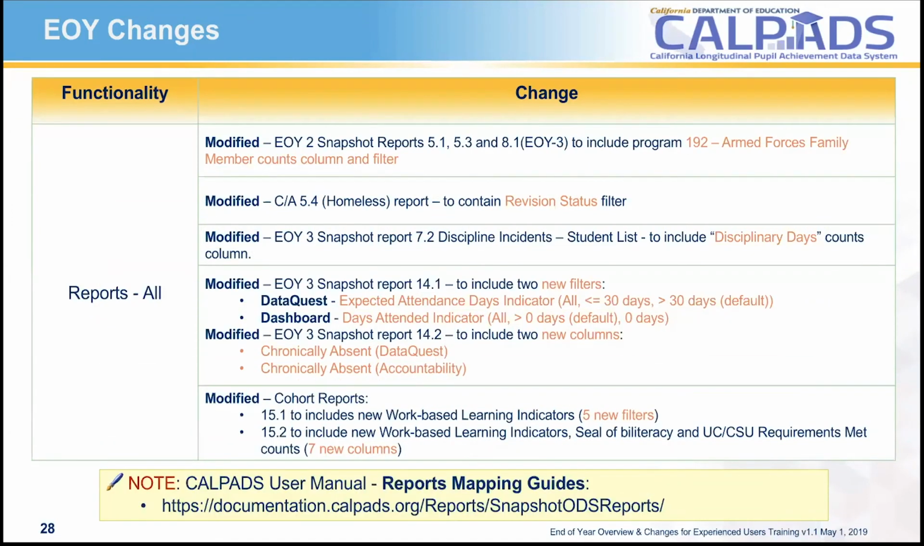Let me also mention here the report mapping guides. They are not standalone documents anymore. They are now part of the CALPADS user manual, and I believe the mapping guides for end of year reports will become available over the next couple of weeks, maybe, I think by mid-May. So just keep checking this URL, and when you go to the actual report sections of the user manual, you will see those mapping guides.